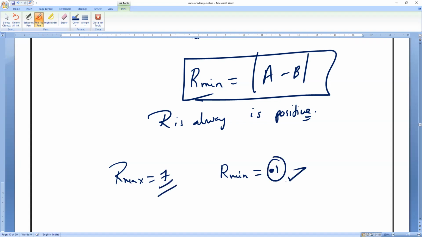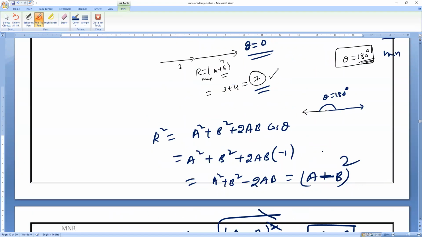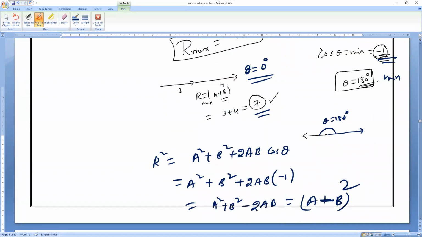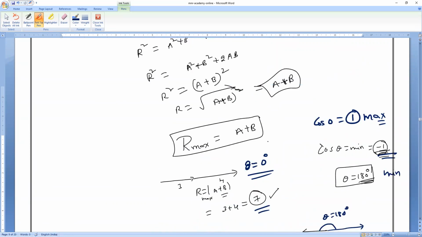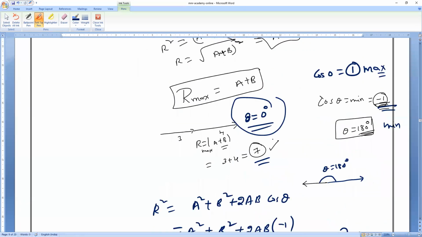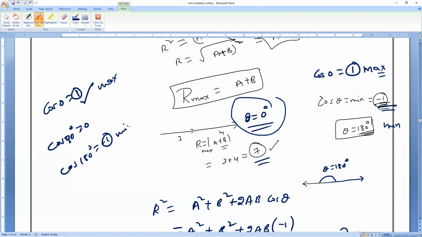Okay, guys, everybody clear? If you want to find the maximum and minimum, you have to use cos values. Cos is minimum at -1, that is theta equals 180, and cos is maximum at +1, means theta is equal to 0 degrees. Cos 0 is 1, cos 90 is 0, and cos 180 is -1. So this is the maximum value and this is the minimum value. Between these only the values vary.